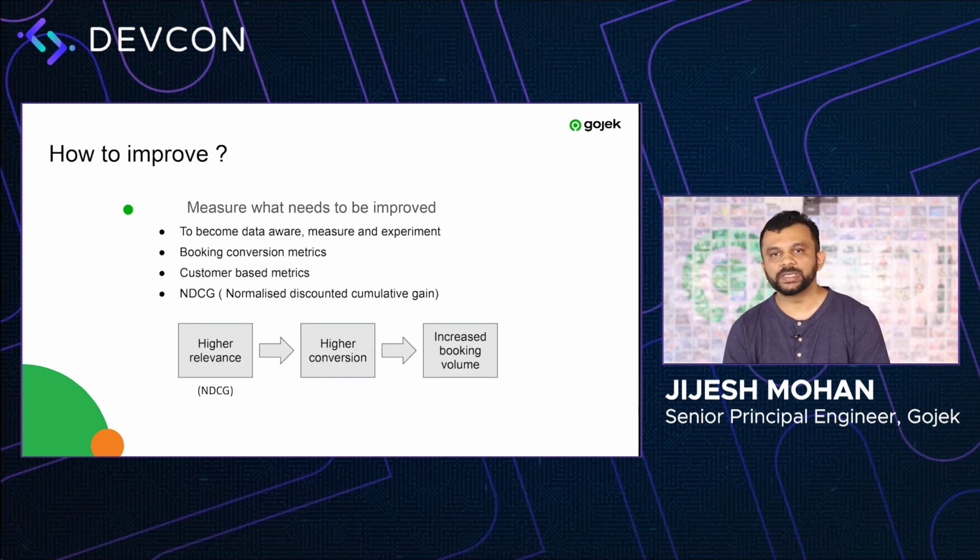So how do we improve a system? First of all, we have to measure what needs to be improved. So we have to be data aware, measure what needs to be improved, analyze the data, and run experiments with the various improvement strategies.